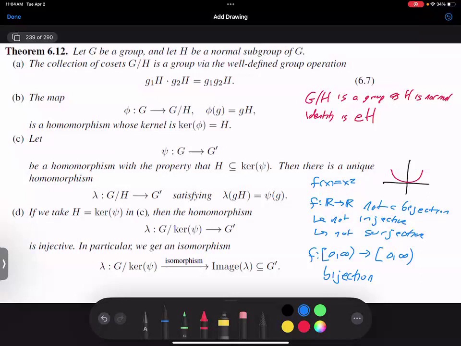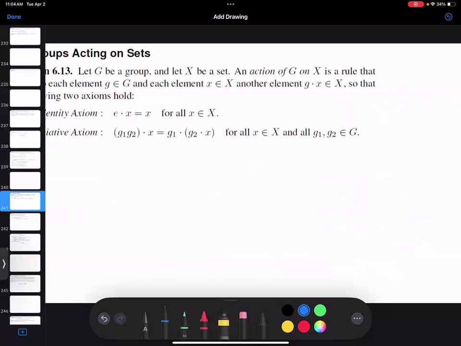Okay. The next thing we're doing is we're modding out by the kernel. And that's taking into account the fact that it may not be injective. So this is the general principle, that if I have something that is not a bijection, I can often make it a bijection by doing some trivial modifications of my input space, my output space.